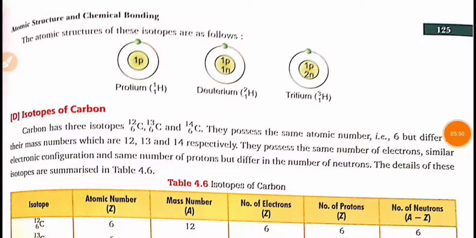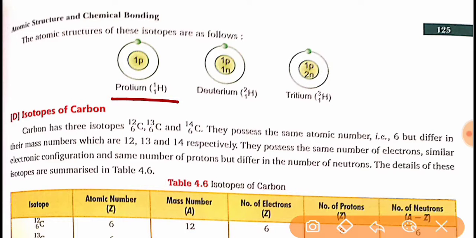Structure: this is about the structure of these isotopes of hydrogen. Protium 1H1. 1H1 means only one proton is there. And 1H2 has one proton and one neutron.